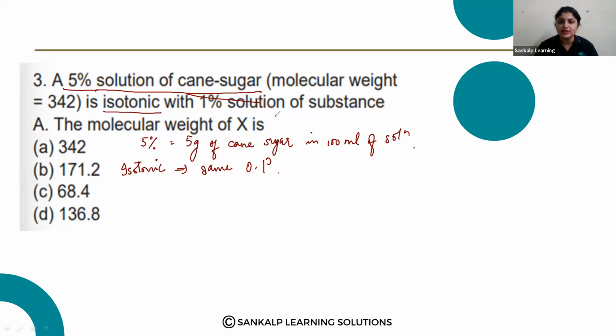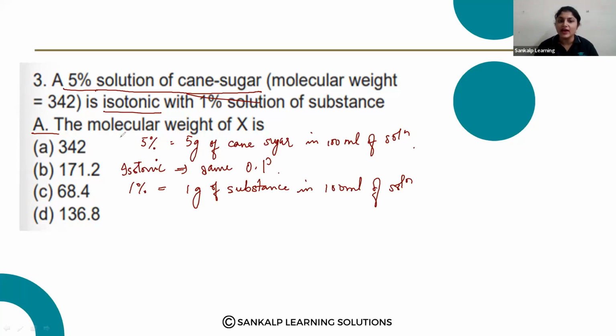Now, with a 1% solution of substance A. So there are two solutions: one solution is of cane sugar, another solution is unknown. So that is A, and that is 1%. What do we mean by 1%? That is 1 gram of substance in 100 ml of solution. So this is a given quantity.